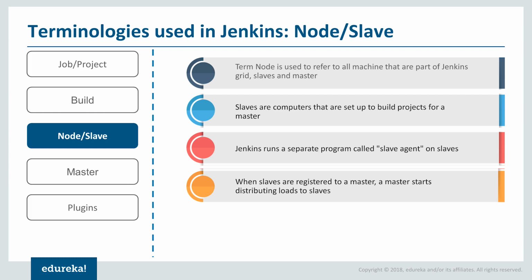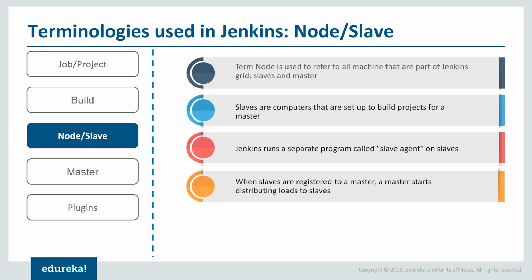Slave is not a compulsory component of Jenkins, but in most scenarios, in most companies or projects, you will find one master and multiple slaves configured for your Jenkins infrastructure. Jenkins runs a separate program called slave agent on slaves. So there is one Jenkins master machine which controls the rest of the slaves, and it uses their compute capacity to make sure that resource utilization happens in the optimum possible way. That is the reason why Jenkins uses this concept of node or a slave.